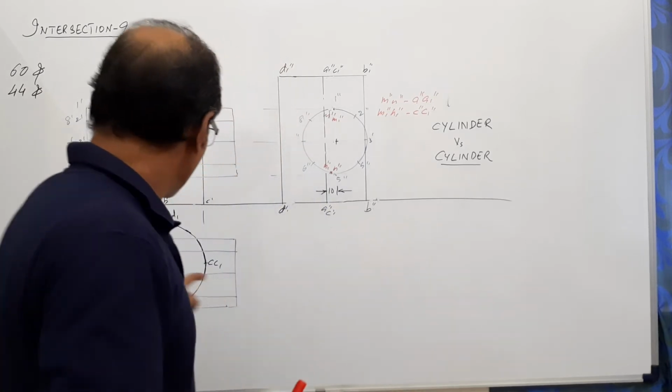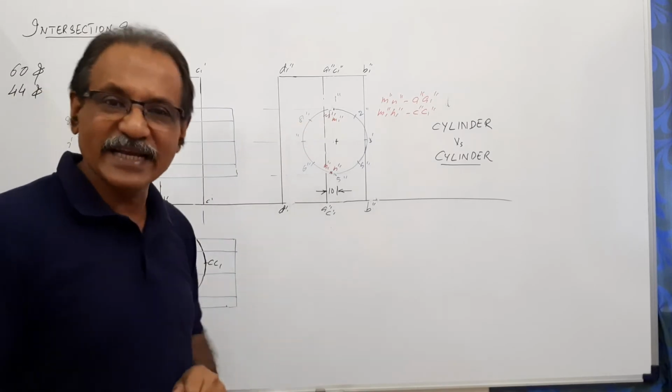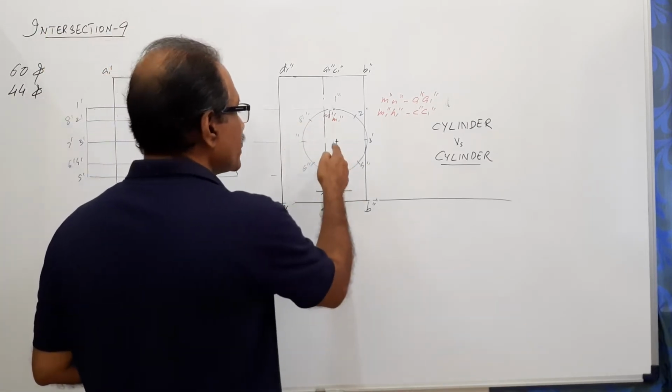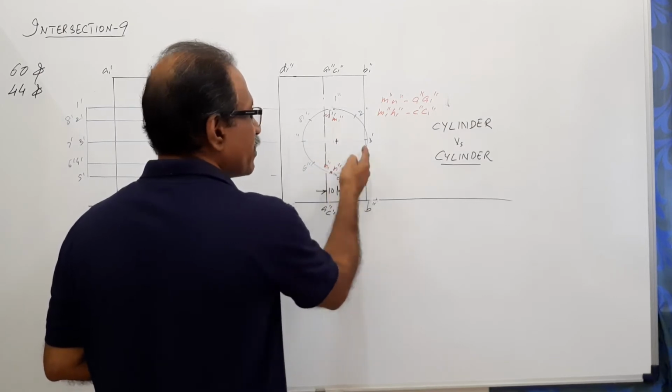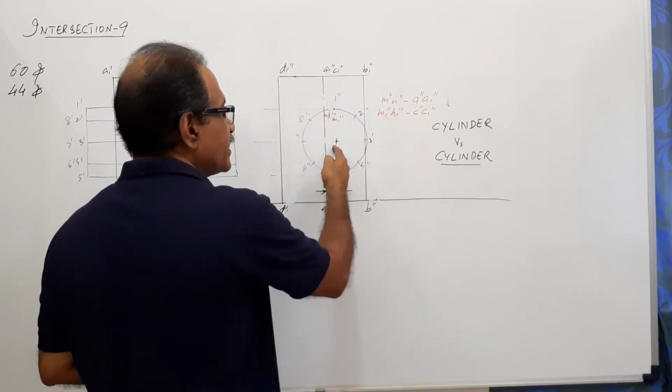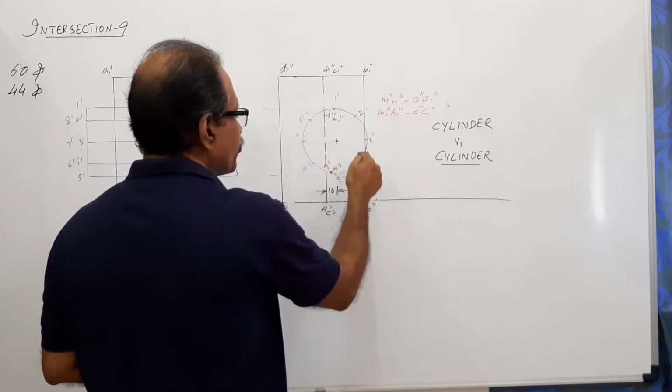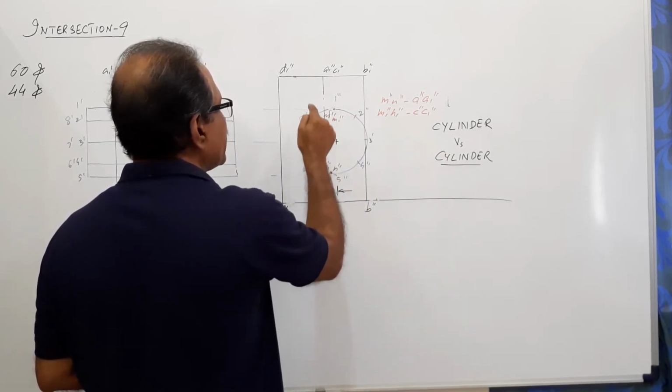We draw the plan, elevation and end view of the vertical cylinder, in black. Then we draw the horizontal cylinder. The horizontal cylinder axis passes 10 mm away from the axis of the vertical cylinder, so you can see it just goes out. 1 double dash, 2 double dash, 3 double dash, 4 double dash, 5 double dash, 6 double dash, 7 double dash and 8 double dash.